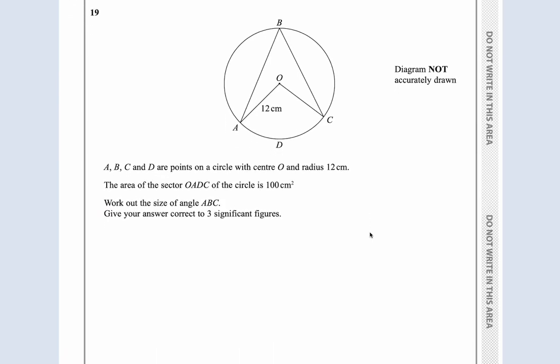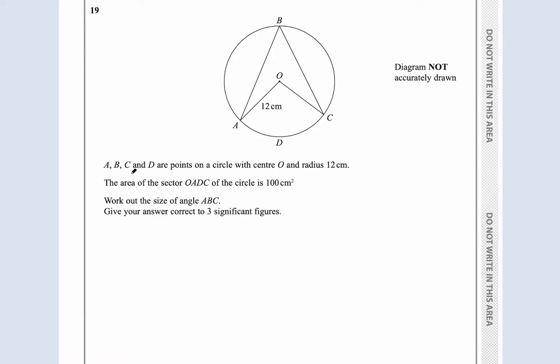Okay, question 19. A, B, C, D are points in a circle with center O and radius 12. The area of the sector OADC is 100 centimeters squared. So that's this sector here. Work out the size of angle A, B, C. So we're trying to find this angle.